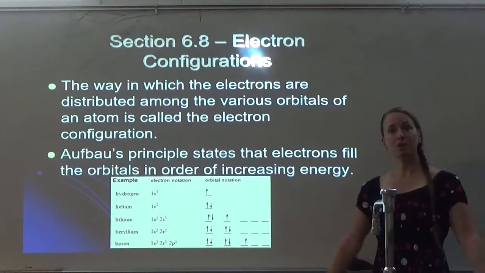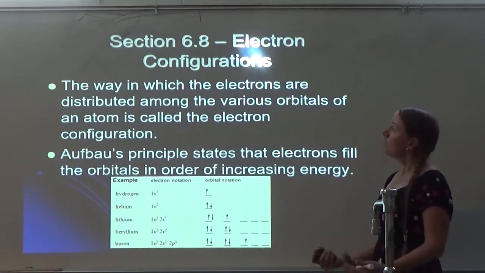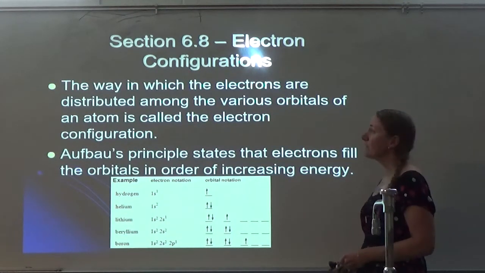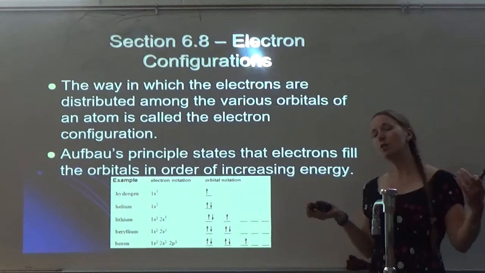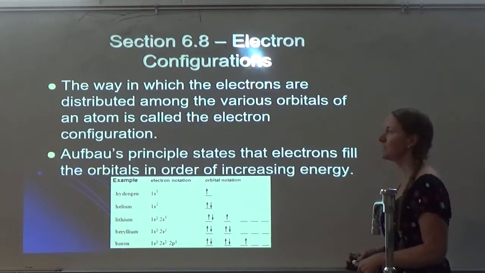So, moving on real fast to section 6.8, electron configuration. The way in which the electrons are distributed among the various orbitals of an atom is called the electron configuration. And so remember, we don't draw a picture because you saw those orbitals. Those pictures would get very complex. We list it.